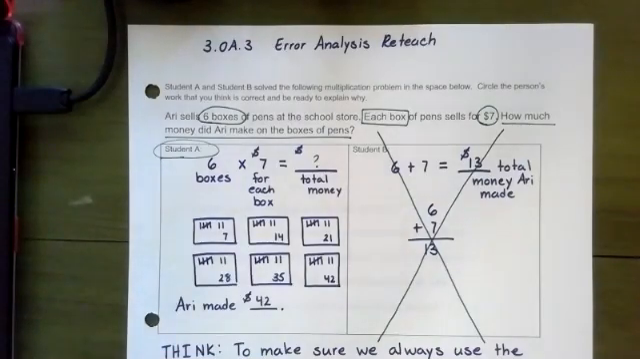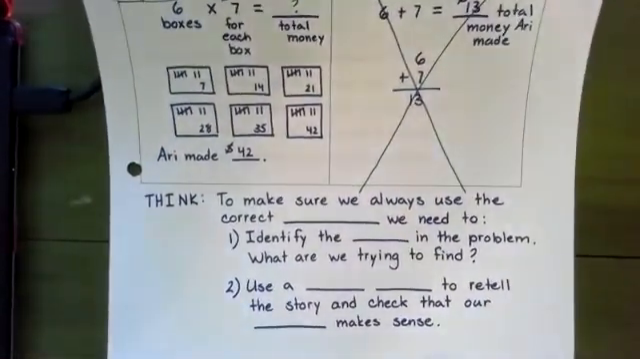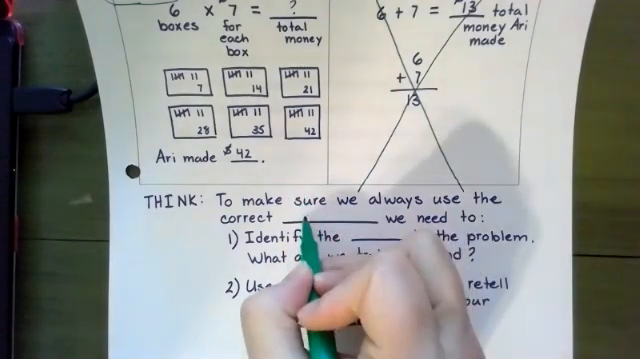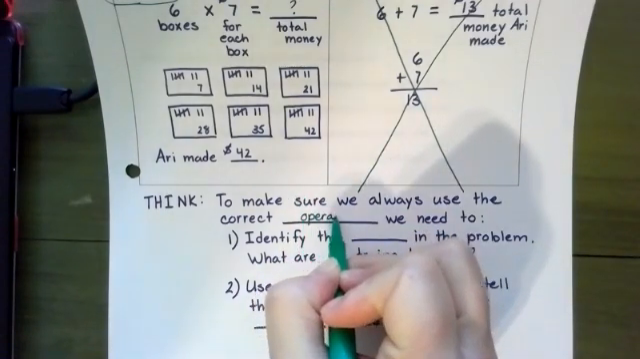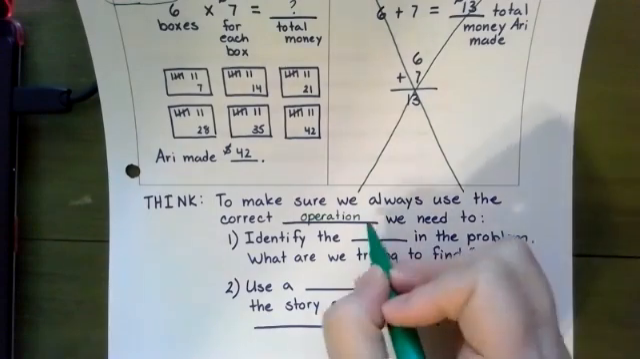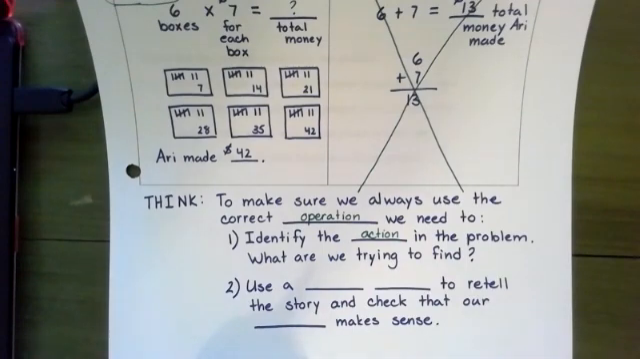What can we do to make sure that we are always using the correct operation? Let's look at that. To make sure we always use the correct operation, remember, our operations are addition, subtraction, multiplication, and division. To make sure we always use the correct operation, we need to do 2 things. First, we need to identify the action in the problem. What are we trying to find?